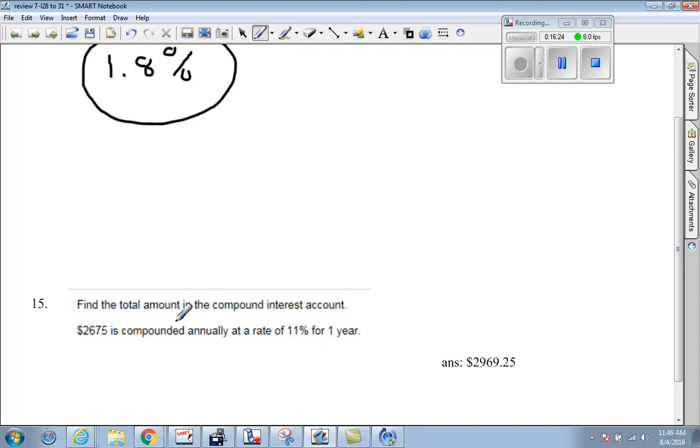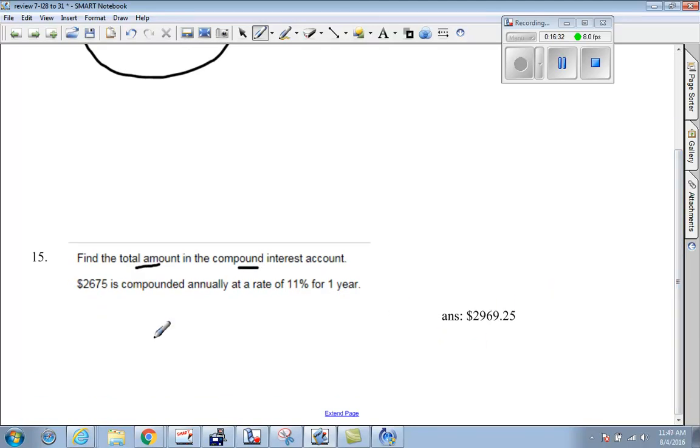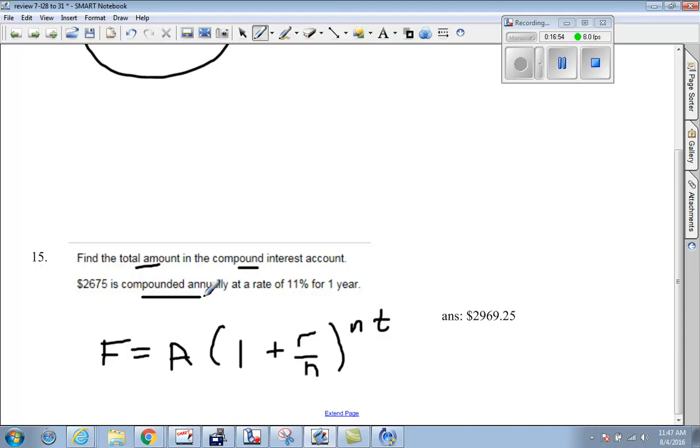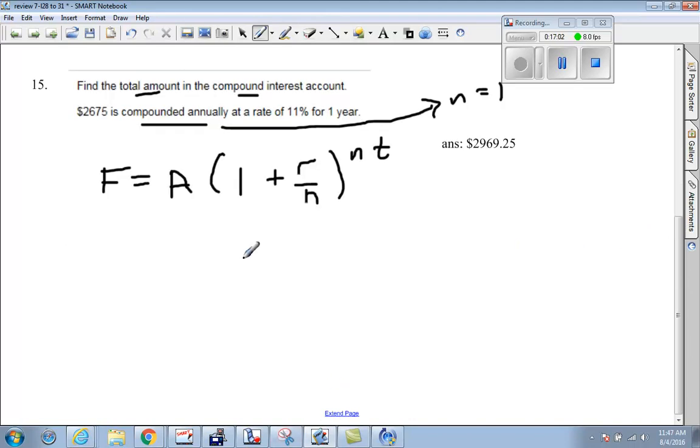And then number 15 is very important, which is a compound interest problem. So as soon as I hear the words compound interest, I've got to grab my formula. Future value equals original amount, or principal. I'm just going to write A for original amount. 1 plus R over N to the NT, where N is the compounding period. Well, if you're compounding the interest annually, N is 1. I remind you, if it would have said semi-annually, N would have been 2. But all right, so let's fill in the blanks.